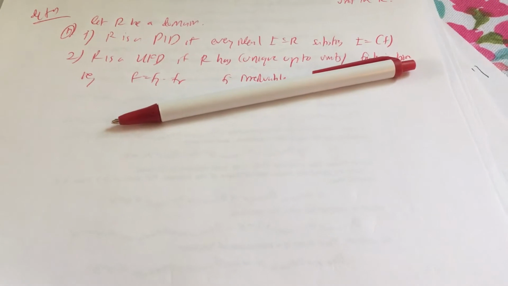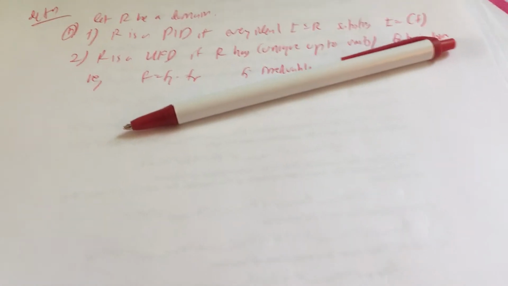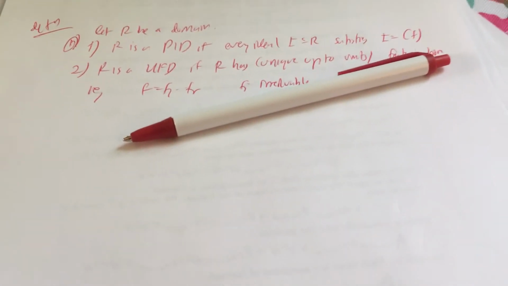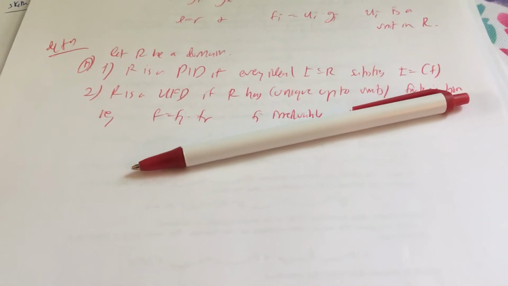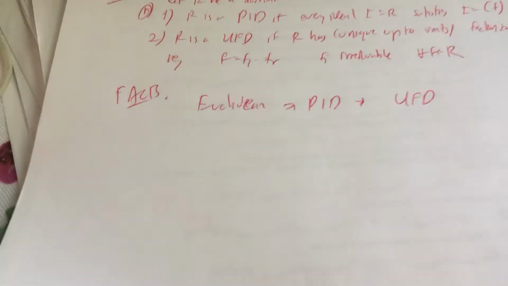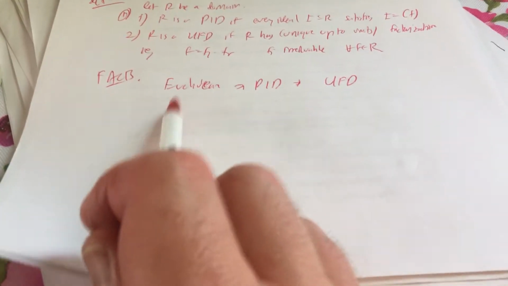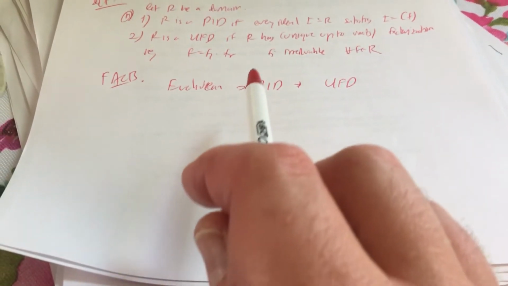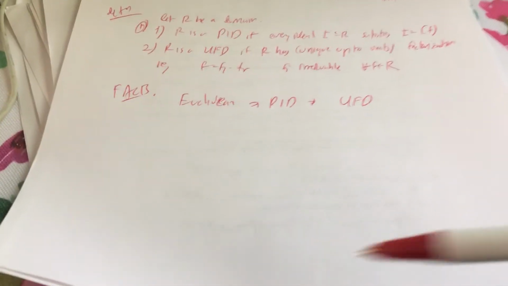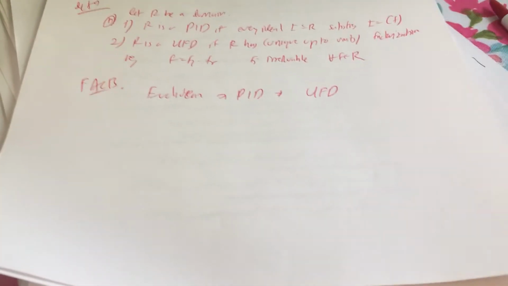In fact, every PID is a UFD, which I guess I might prove. There are PIDs that are not Euclidean. So the facts are Euclidean implies PID implies UFD. All right, so I'm going to try to prove at least some of these facts. So we've proved today that Euclidean implies PID and Euclidean implies UFD. We haven't proved PID implies UFD. The upshot is that none of the reverse implications hold. There are counterexamples in every direction.